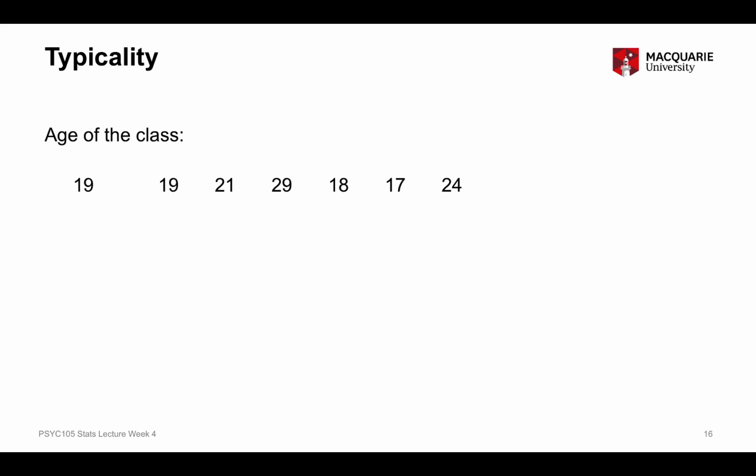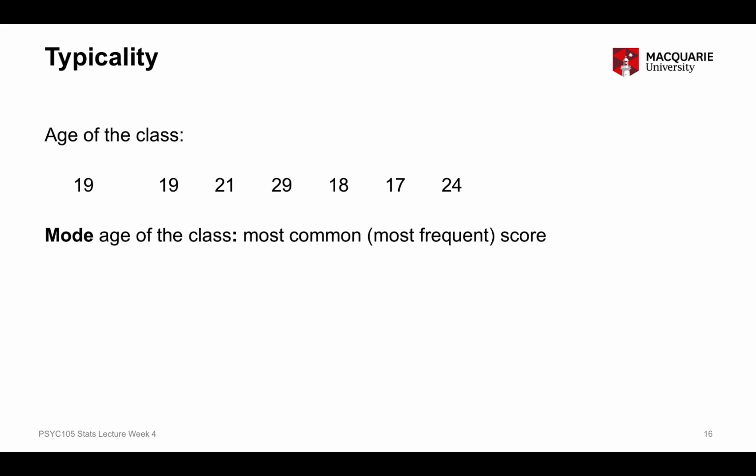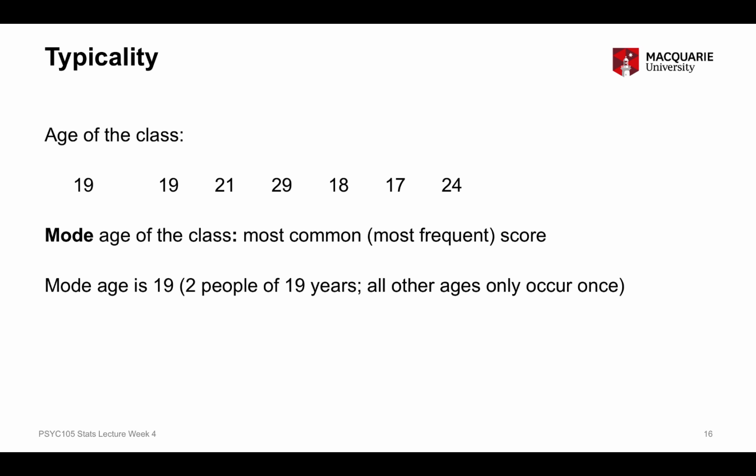All right, the next one to talk about is the mode, and the mode is the easiest one to get your head around because it's just the most common value. So again, taking our same spread of scores we had before, the mode is just the score that occurs the most frequently, the one that happens to occur in your sample the most times. It's the most common score. So in this instance, our mode is 19 because we have 2 people whose ages are 19. All of the other ages only happen once.